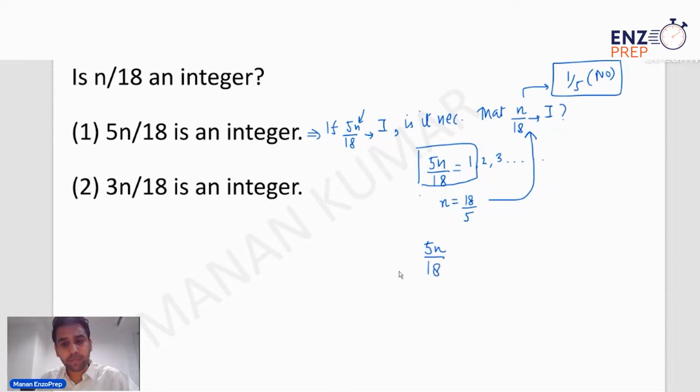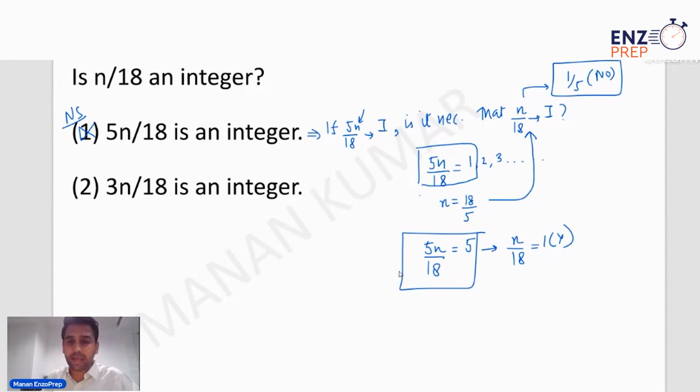On the other hand, if you take 5n by 18 to be equal to 5, you'll get n by 18 as equal to 1, which is an integer. So I'm sure you can see that you're getting a contrast: 1 by 5 is not an integer, and here 1 is an integer. Clearly the first statement on its own is not going to be sufficient to answer this question. And if you understood this approach for the first statement, you can simply extrapolate from there and answer the second statement on your own.